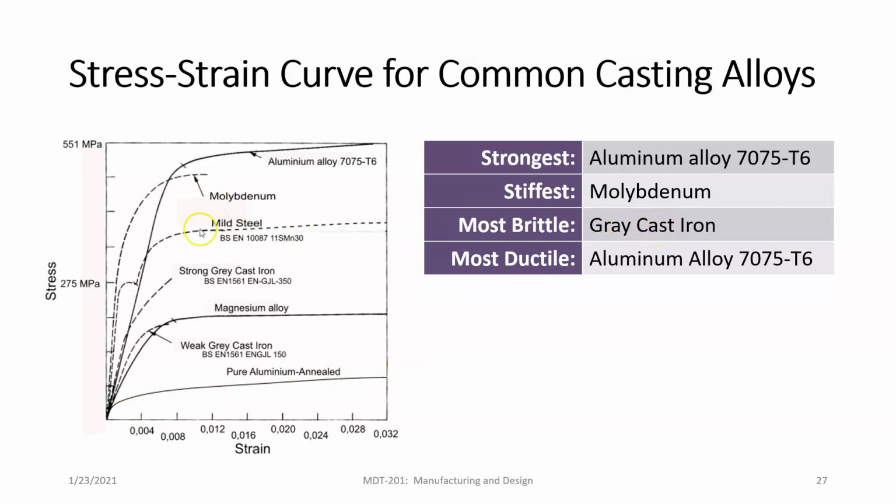As opposed to pure aluminum that's just flippy floppy like a wet spaghetti noodle. Most brittle is gray cast iron. Where is that? Right there. It just kind of explodes right there. Here's the weak gray cast iron. Right. And then most ductile is aluminum alloy. Most flexible. Ductile means that you can bend it.